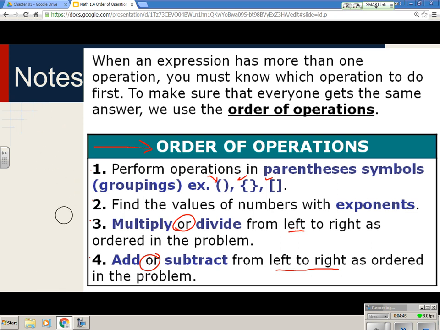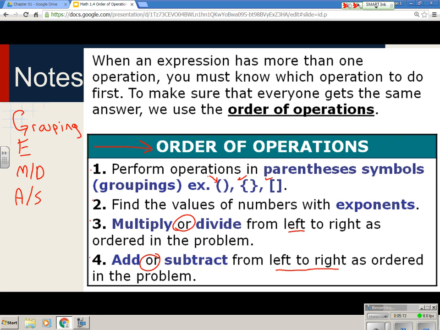I call it GEMDAS. Okay, G-E-M-D, and I write it like this, A-S. Because multiplication or division could come in any order there, addition and subtraction. So the G is the grouping. It's more than just parentheses. There's different brackets you could use, and depending on which bracket you use, depends on which one goes first.